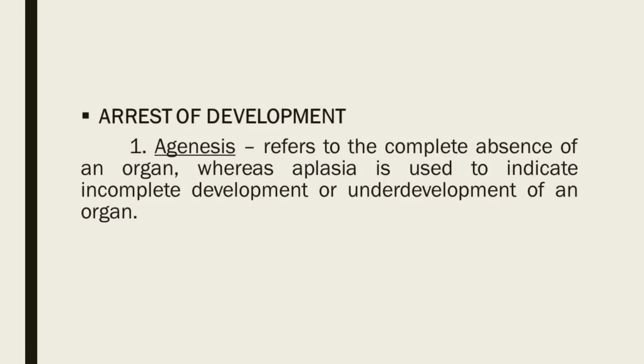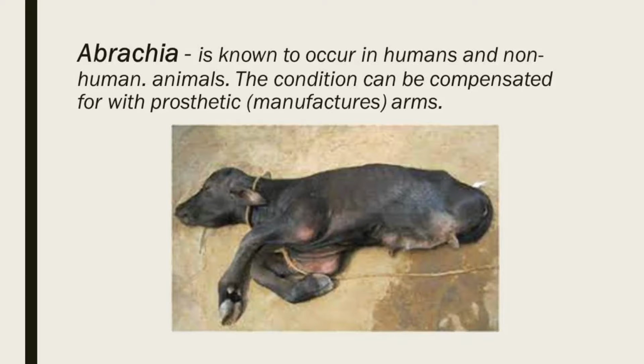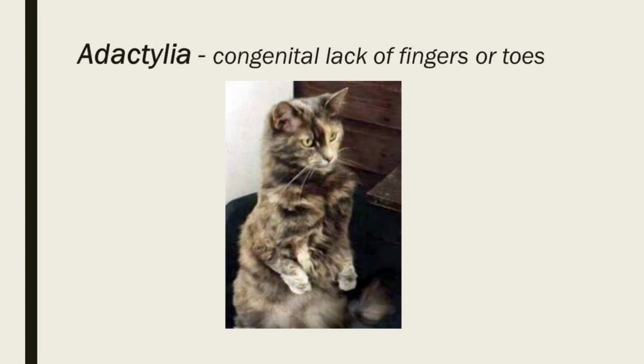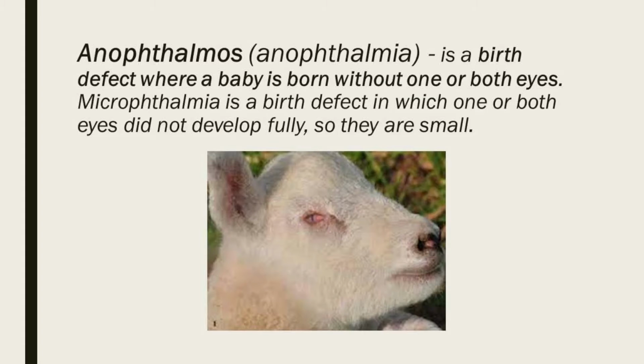Agenesis refers to the complete absence of an organ, whereas aplasia is used to indicate incomplete development or underdevelopment of an organ. Abrachia, absence of forelimbs or a congenital lack of arms. Acrania, absence of cranium or a congenital partial or total absence of the skull. Next one is adactylia, absence of digits or a congenital lack of fingers or toes. Next, anophthalmos, absence of both eyes or an individual born without eyes.